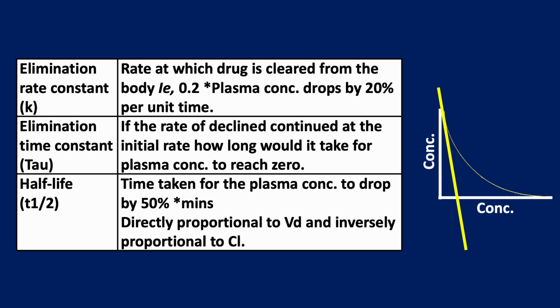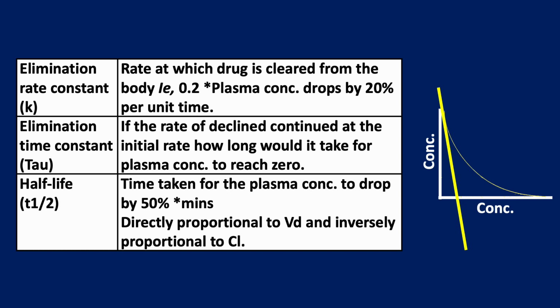The elimination rate constant is the rate at which a drug is cleared from the body, assuming first order kinetics. So the fall of that drug concentration would occur in a linear fashion, and the elimination rate constant is expressed as a fraction per unit time. For example, 0.2, which is 20% per unit time. This gives an exponential graph. This makes more sense as the plasma concentration of the drug gets smaller. The 20% removed each time will also get smaller.